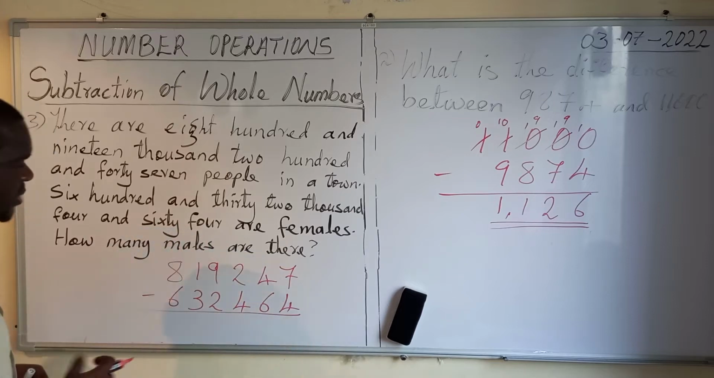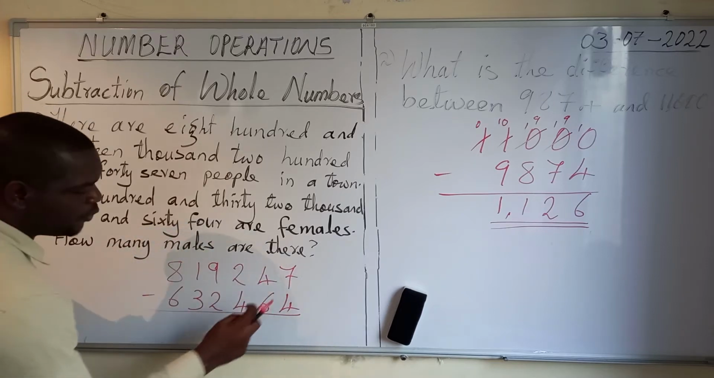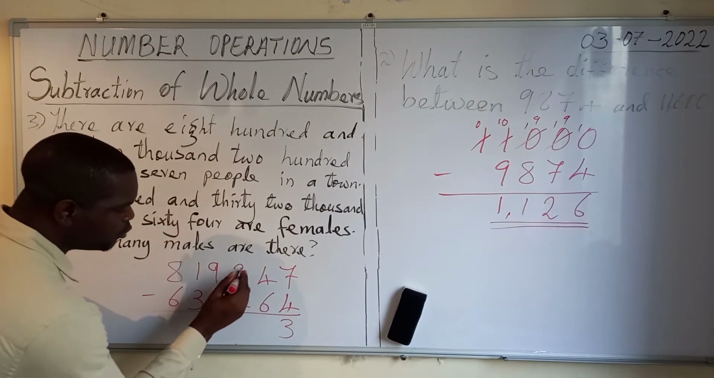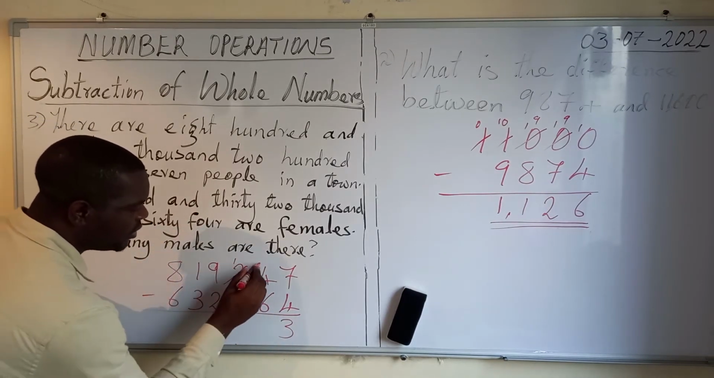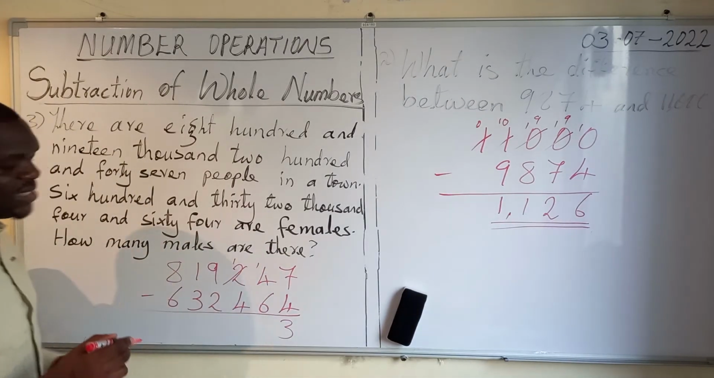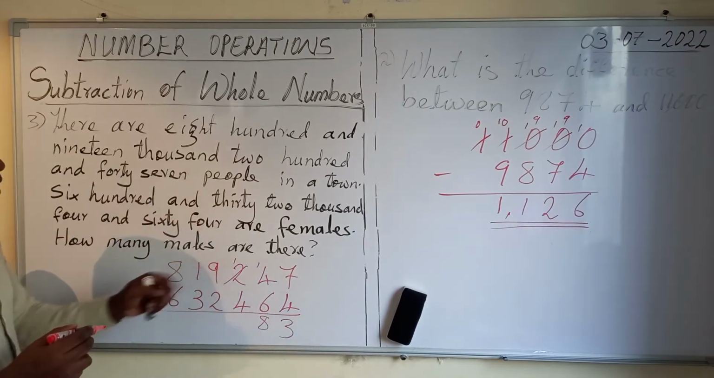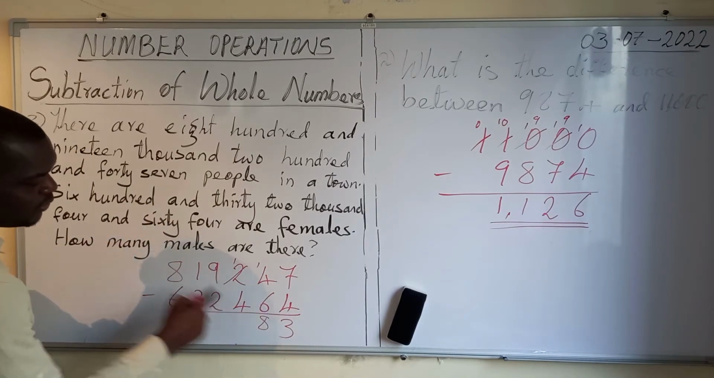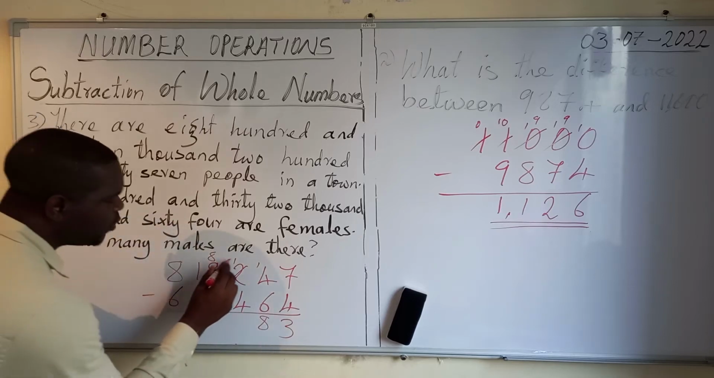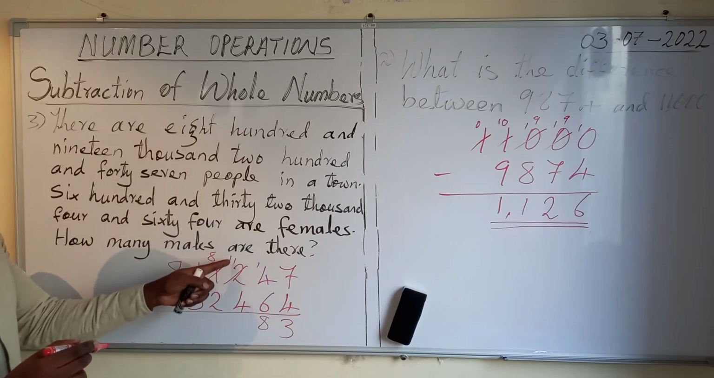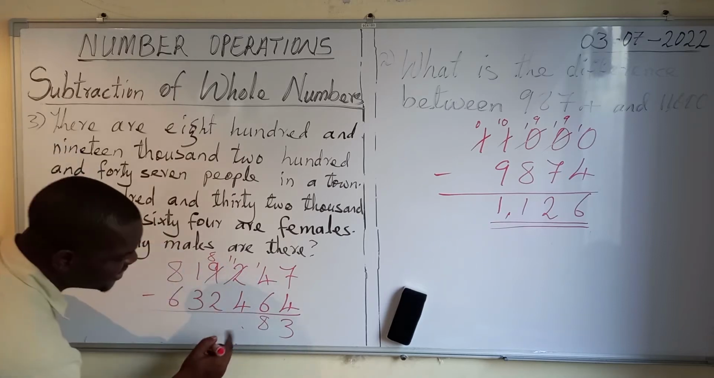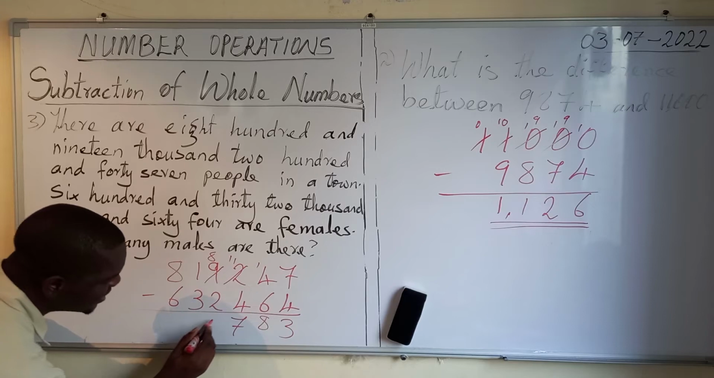Now let's do our subtraction. 7 take away 4 is 3. 4 take away 6, it cannot go, so we have to borrow. We will be left with 1. If you bring 1 here, it becomes 14. 14 take away 6 is going to give 8. You're left with 1 here. 1 take away 4, it cannot go. You borrow 1 from here, you're left with 8. And you bring 1 here, it becomes 11 because there was an existing 1 already. 11 take away 4 is 7. 8 take away 2 is 6.